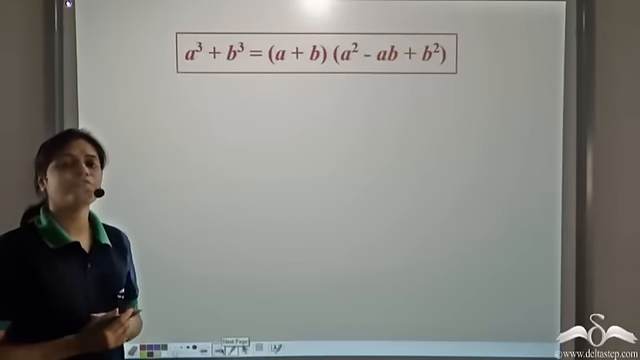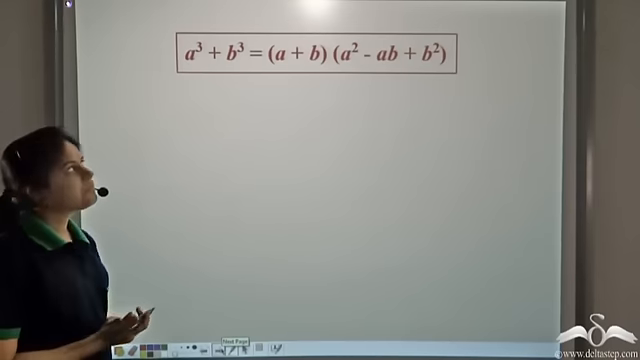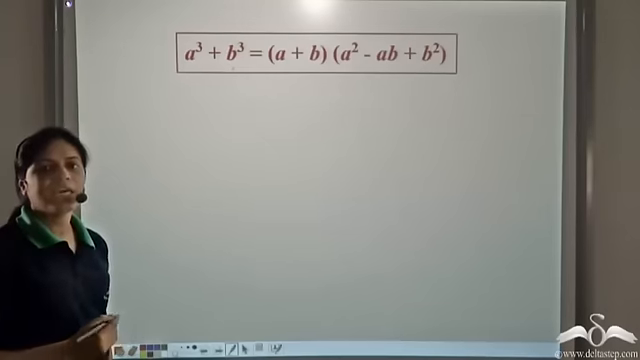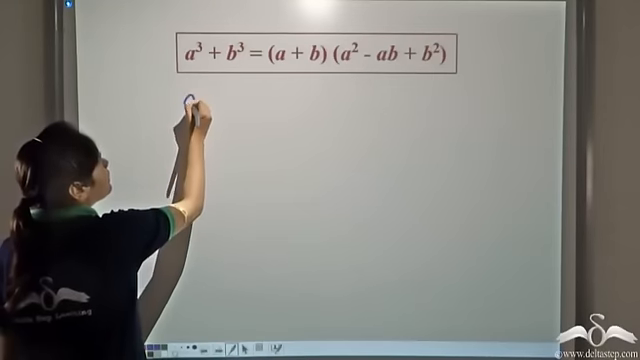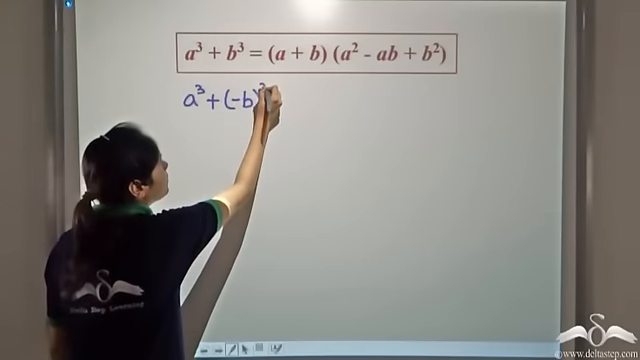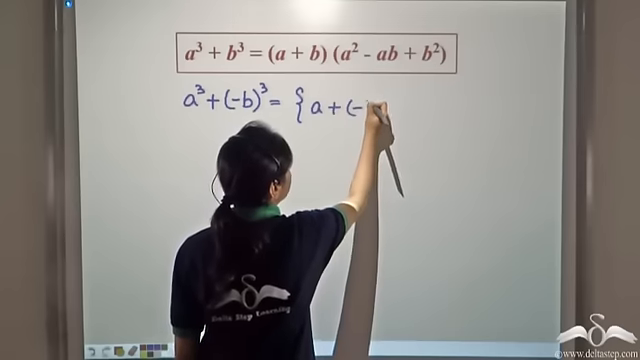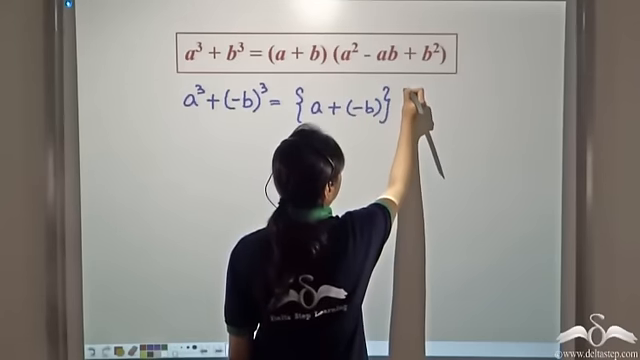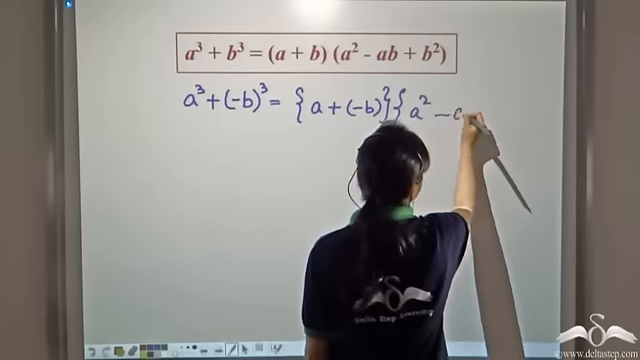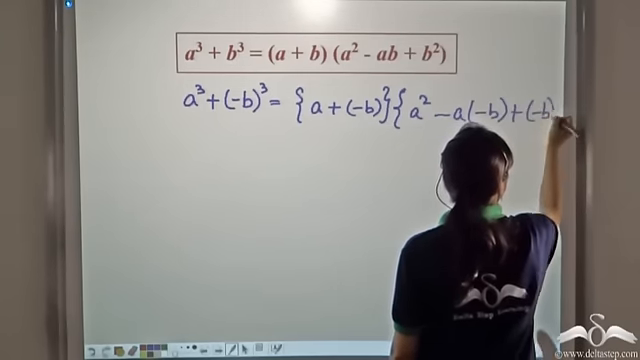Now what if we have to find the difference of cubes of two numbers? How do we find it? Let us substitute negative b in place of b in this identity and see what we get. We have a cube plus negative b whole cube is equal to a plus negative b into a square minus a into negative b plus negative b whole square.